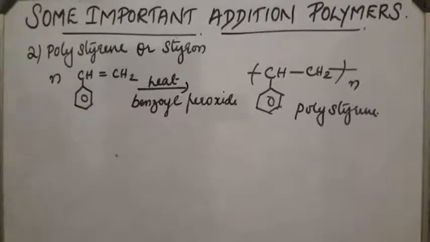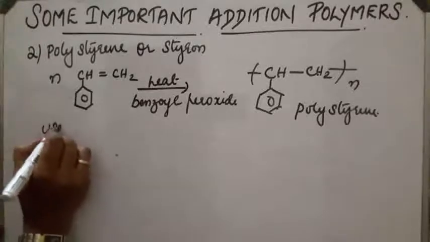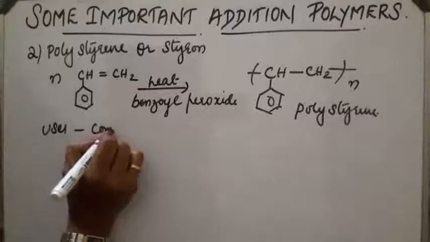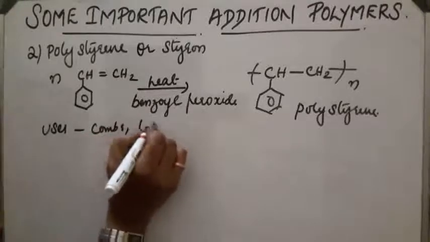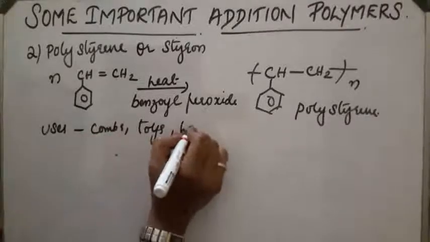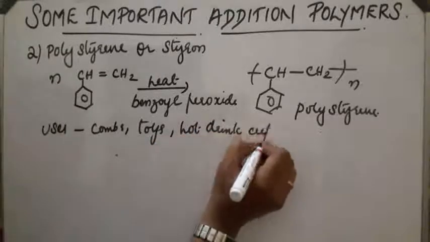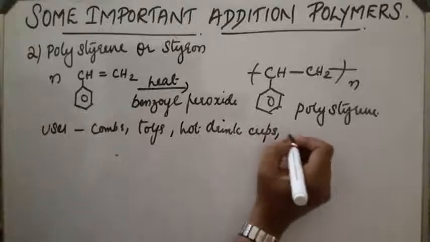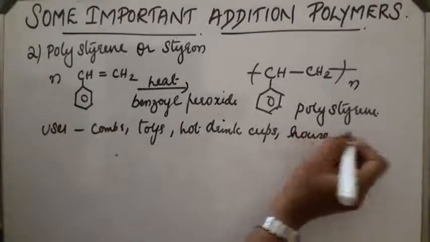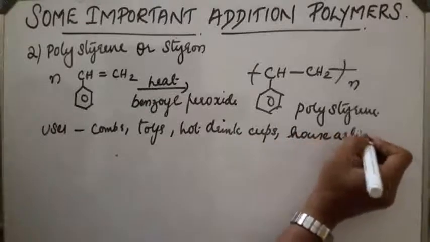Now, what are the properties? They are transparent polymers. So, they are used for making combs, toys, hot drink bottles, hot drink cups. Then household articles, etc. can be made.